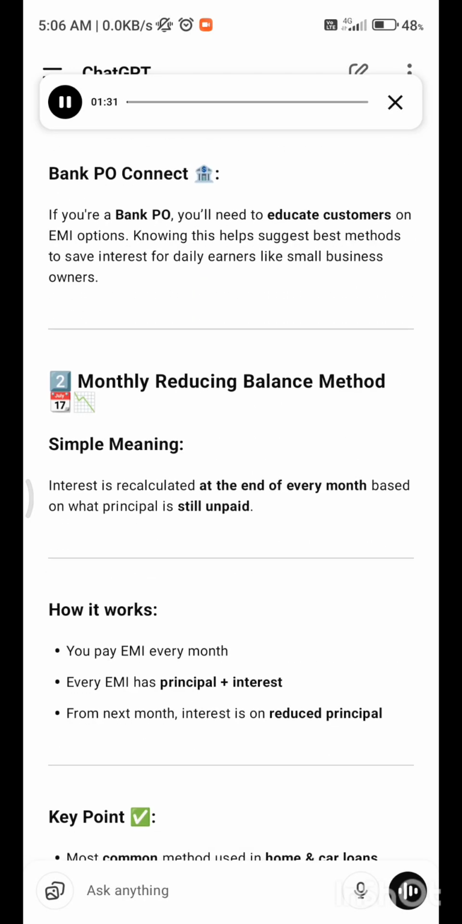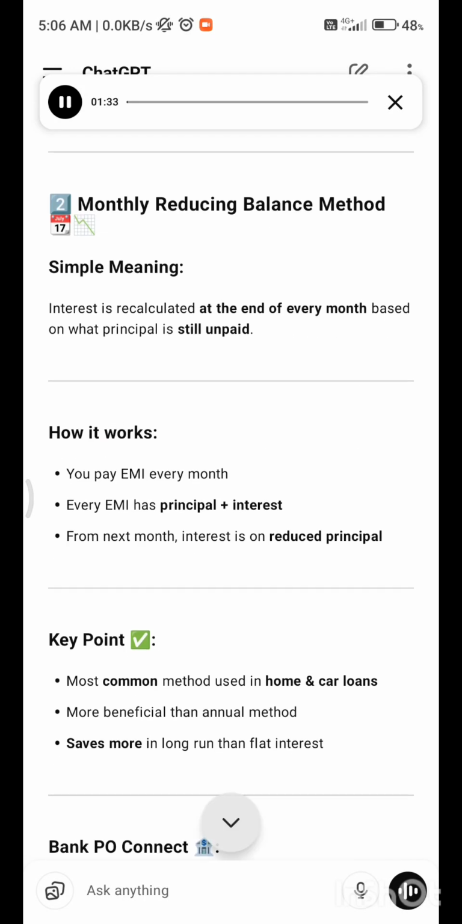2. Monthly reducing balance method. Simple meaning, interest is recalculated at the end of every month based on what principal is still unpaid. How it works: you pay EMI every month. Every EMI has principal plus interest. From next month, interest is on the reduced principal. Key point, most common method used in home and car loans, more beneficial than the annual method, saves more in the long run than flat interest.